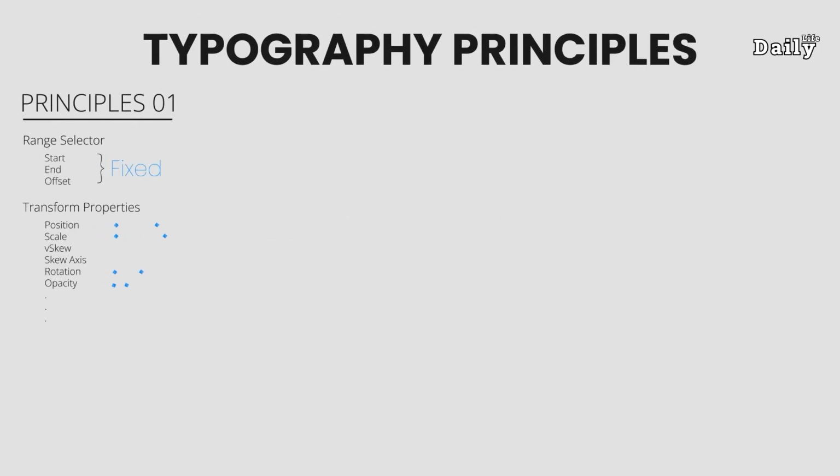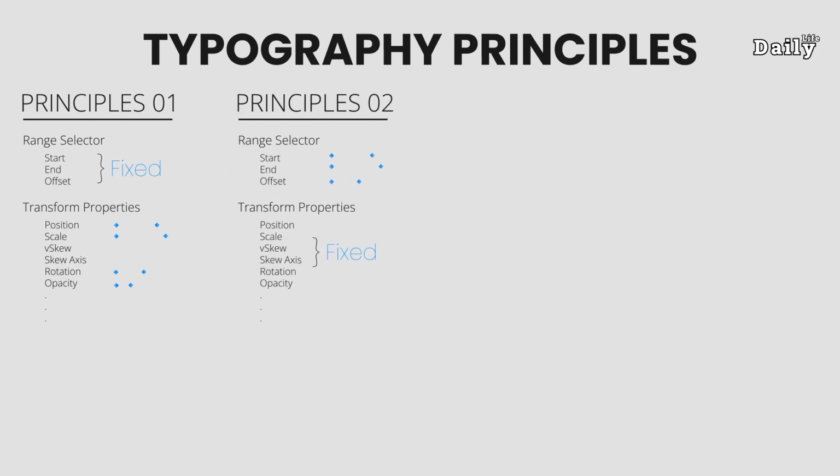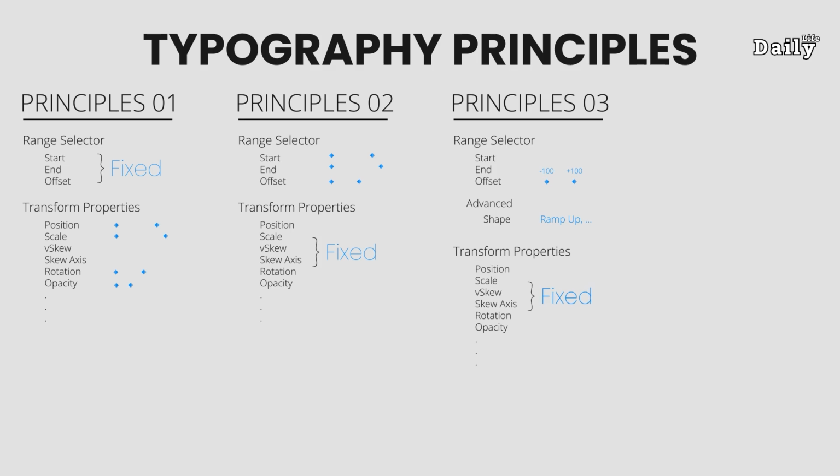Let's quickly recap our typography principles. The first principle: a fixed range selector with animated properties, moving all characters together. The second principle: an animated range selector with fixed properties creates motion character by character, word by word, or line by line. The third principle: fixed properties with an animated offset from -100 to +100, making characters flow smoothly and softly. Now it's time to introduce the fourth principle.